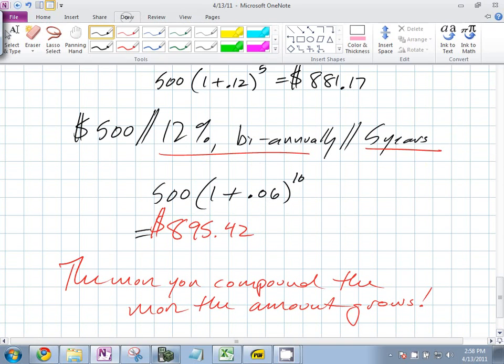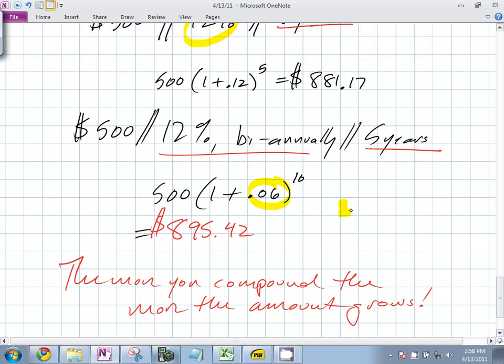How did we get that term right there? How did we get 0.06? It was half of 12, right? It was 12 divided by 2. That was the initial rate, and that was how many times per year we're compounding.